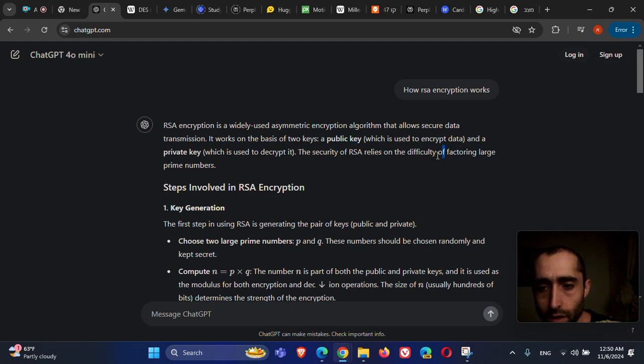The security is based on factorization, on the difficulty of factoring large prime numbers. We use large prime numbers and multiply them, so it will be quite hard to find the factors of the result.